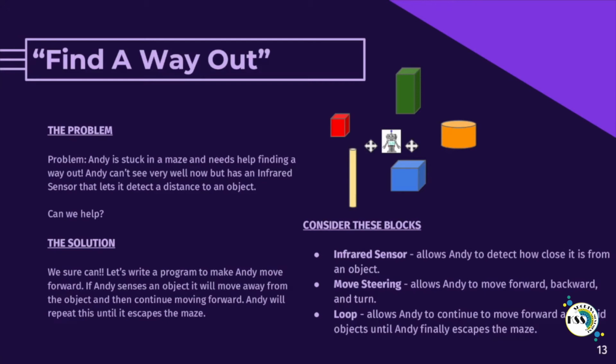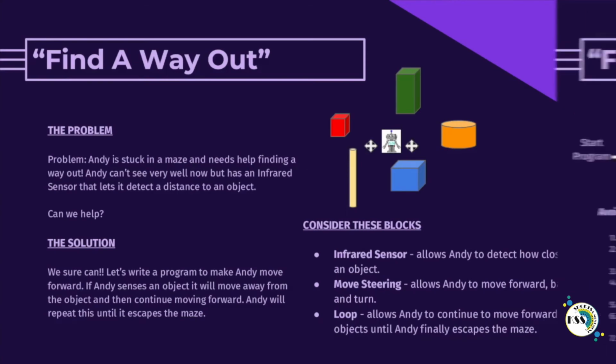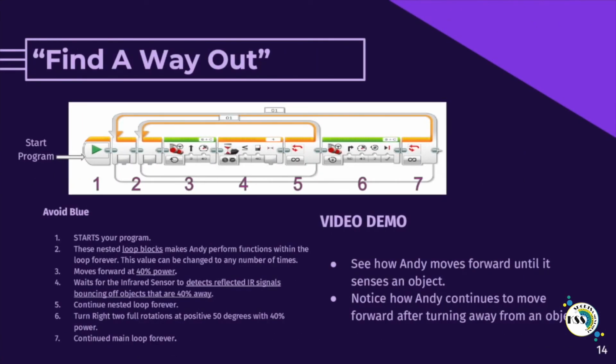Now for this, let's consider the infrared sensor block, which allows Andy to detect how close it is from the object, and the move steering block that allows Andy to move forward or backwards and turn, and the loop that allows Andy to continue to move forward and avoid objects until Andy finally escapes the maze. Please take a look at our graphic that shows the 7 steps we put together to complete this task.